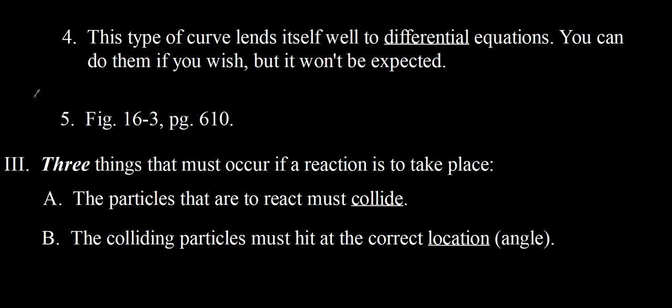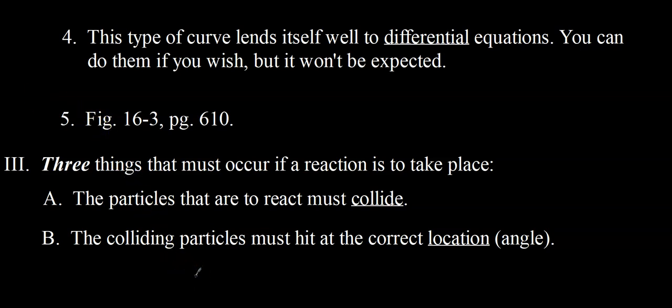So this type of curve lends itself well to differential equations. We are not going to do those in this class. But nevertheless, we can at least take the slope of a tangent line to determine either initial rate if at time 0 or instantaneous rate at some other time than time 0. All right, so we already talked about 16.3, so we're good there.